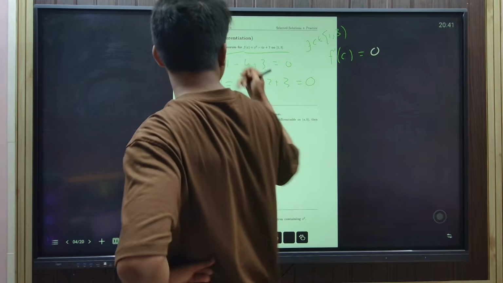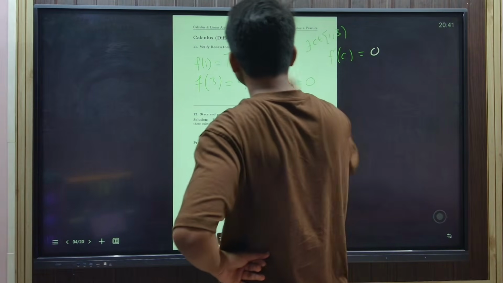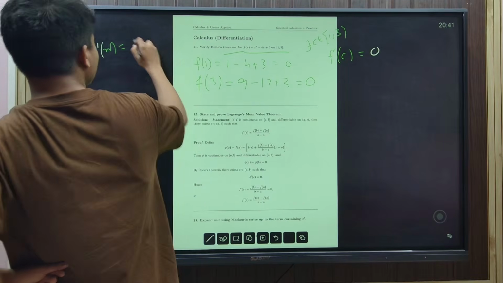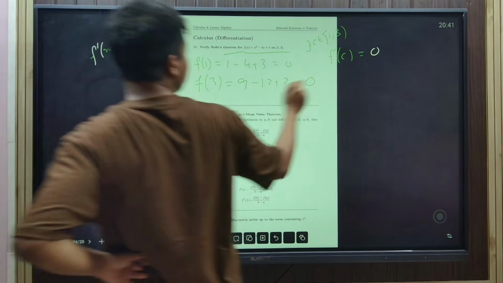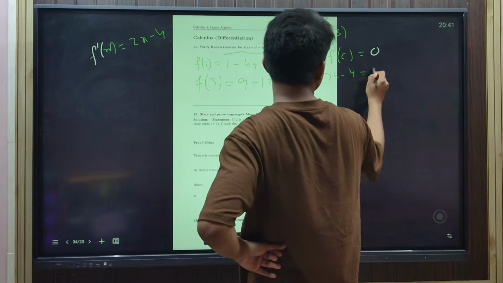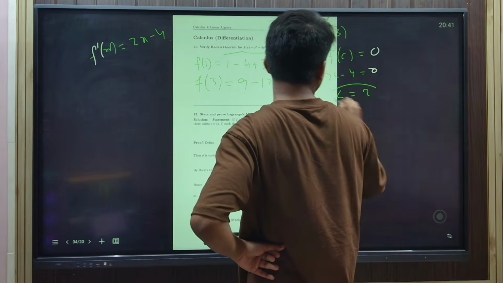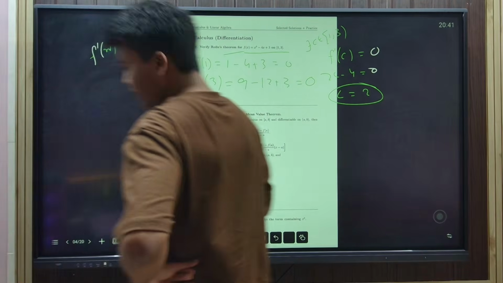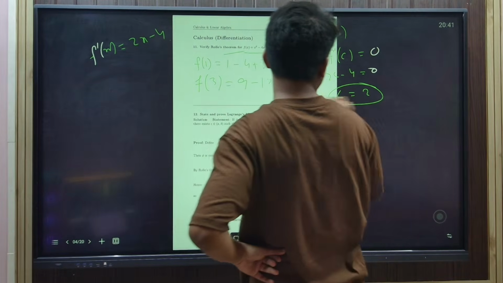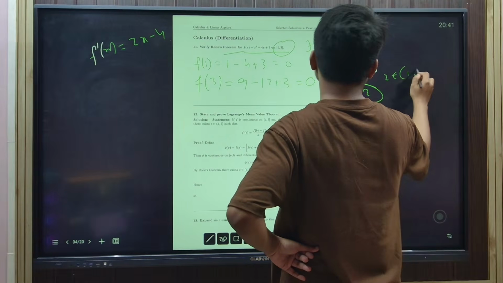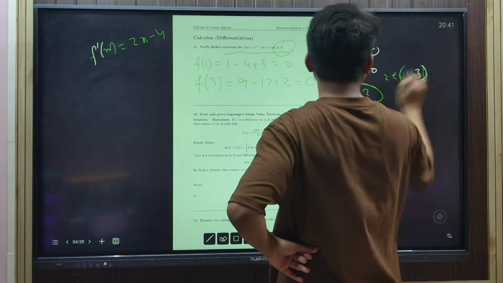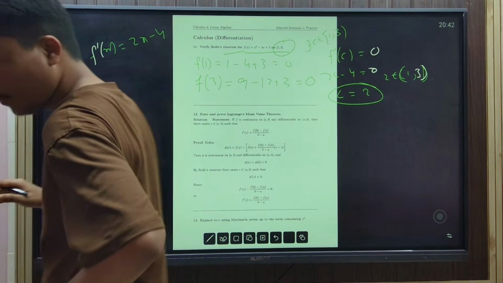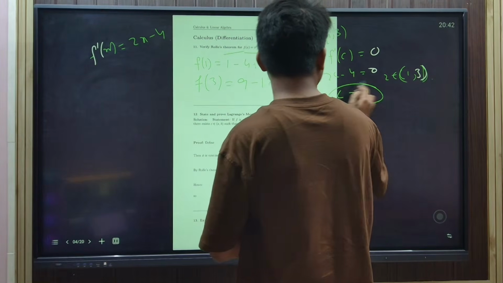Now what is the derivative of this function? You have to first find f dash x. f dash x is exactly equal to 2x minus 4. So 2c minus 4 equals 0, that means C equals 4 by 2, this is 2. So C is 2, and 2 is lying between 1 and 3. So this theorem is verified. You have verified Rolle's theorem.